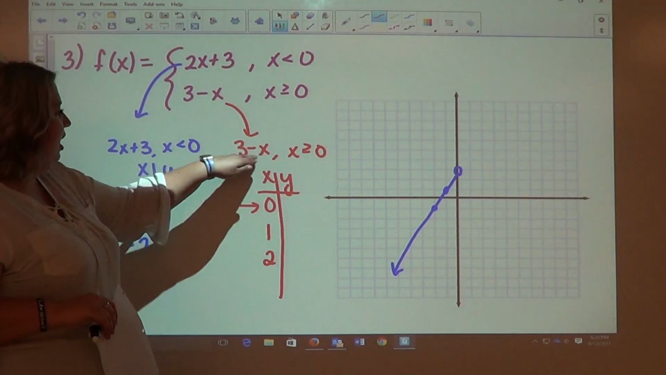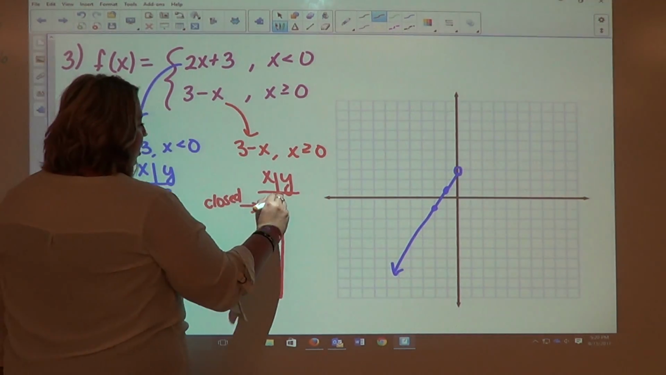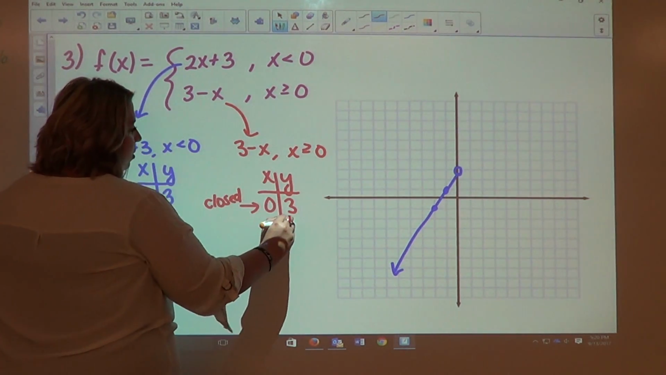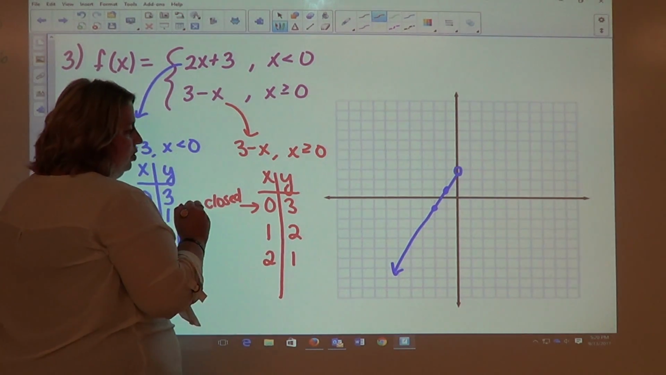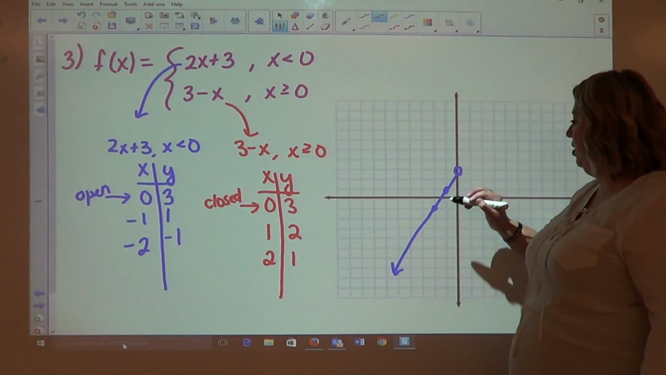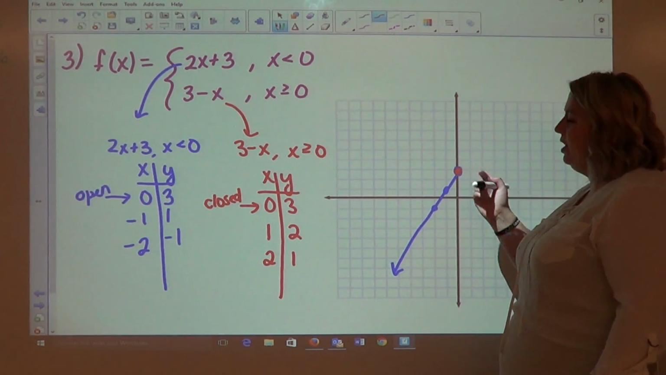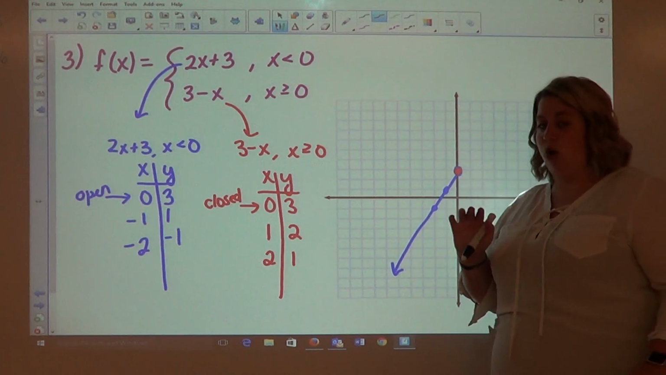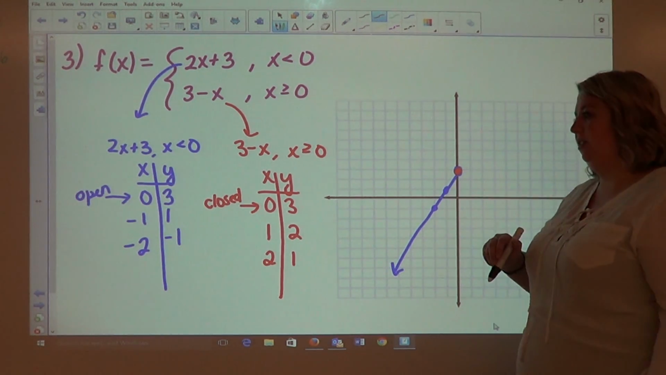So when I plug it in, 3 minus 0 is 3. 3 minus 1 is 2. 3 minus 2 is 1. So this time when I plot this first point, it's going to be closed. Okay, they just happen to be in the same spot. That's not always going to happen, but this one happens to be.